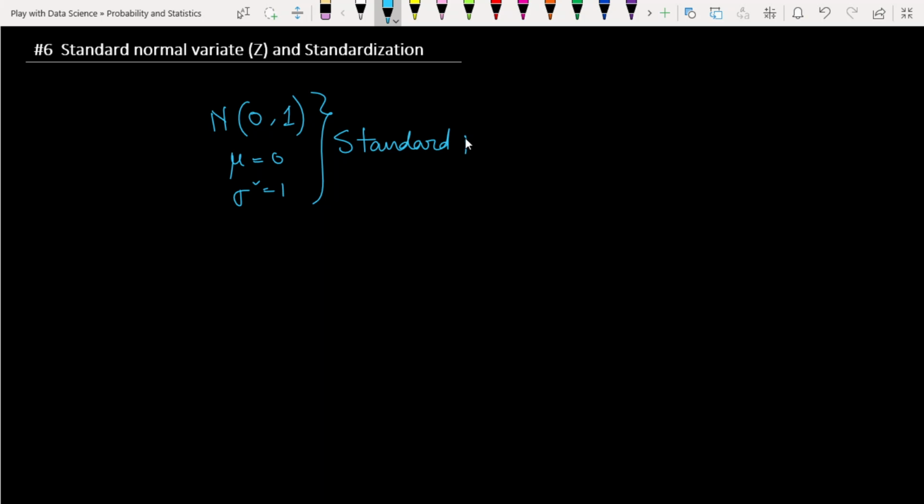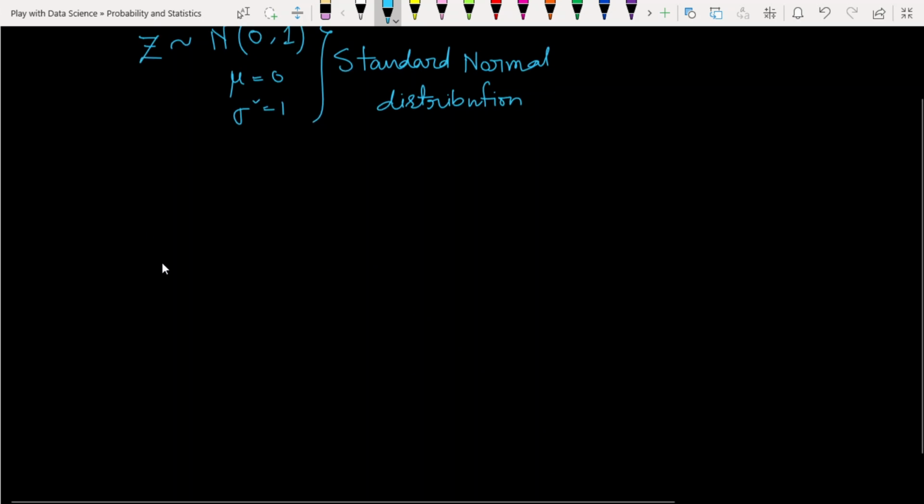Standard normal distribution. And in general we denote the standard normal distribution as Z. I think you have understood this.